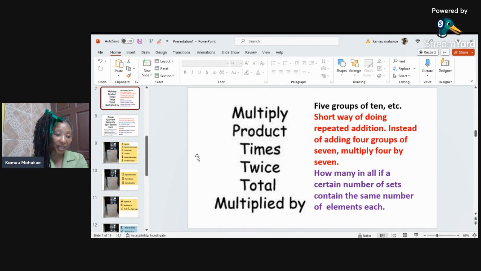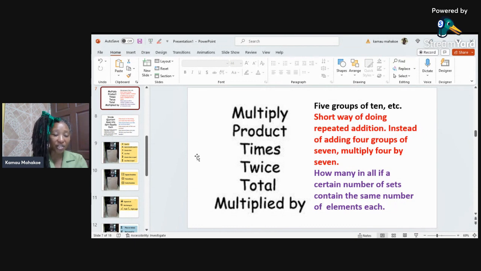Those are multiplication operations. How many in all if a certain number of sets contain the same number of elements each? So if 6 sets each have 3, then that's a multiplication operation, 6 times 3. Or if 3 sets each has 6, 3 times 6.